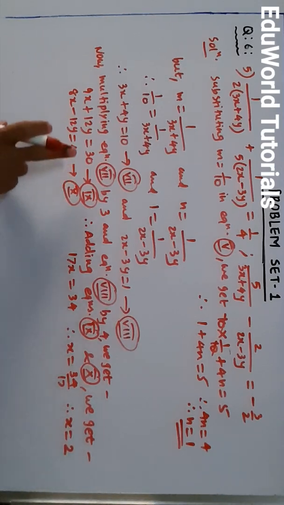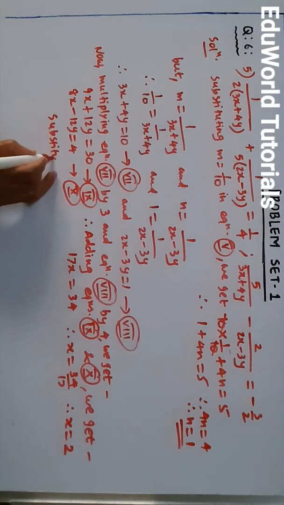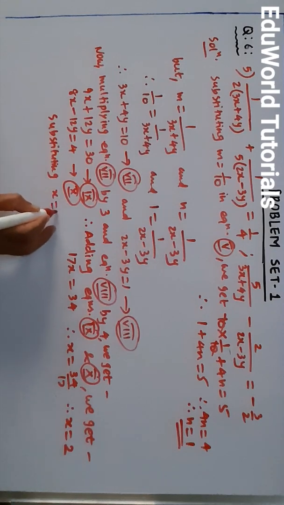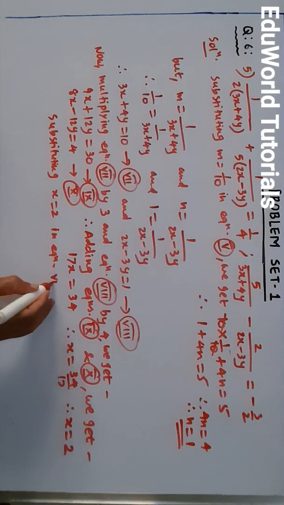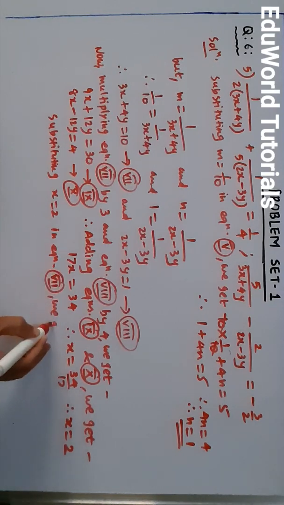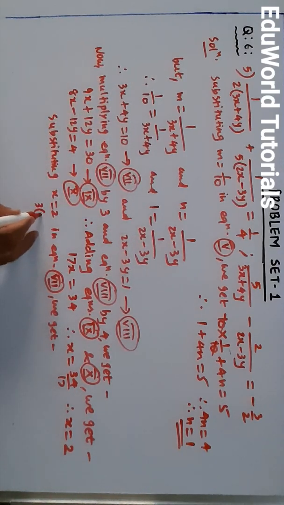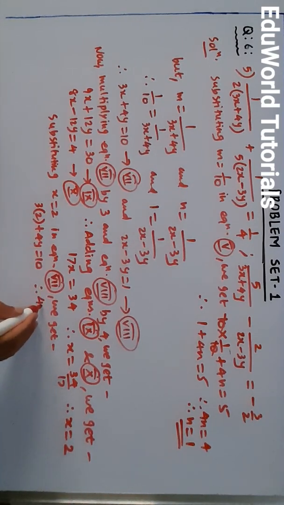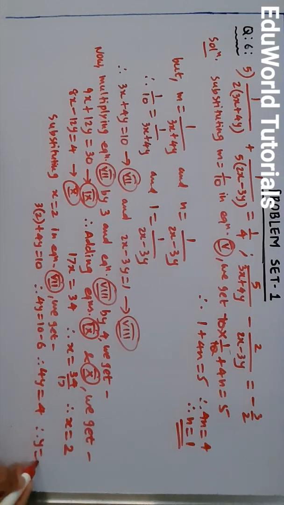Put the value of x equal to 2 in equation number 9. So what we write? Substituting x equal to 2 in equation, better choose the smaller one, equation 7th. So in the 7th equation we are putting x equal to 2. Here is the 7th equation. So 3 into 2 plus 4y equal to 10. That will give me 3 times 2 is 6. So 4y is equal to 10 minus 6. Therefore 4y is equal to 4, and therefore y will be equal to 1.